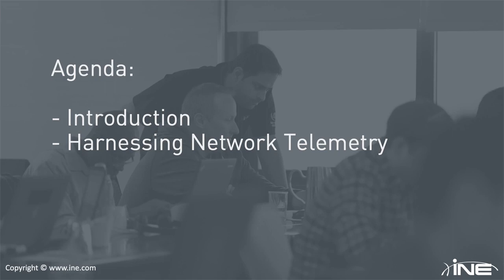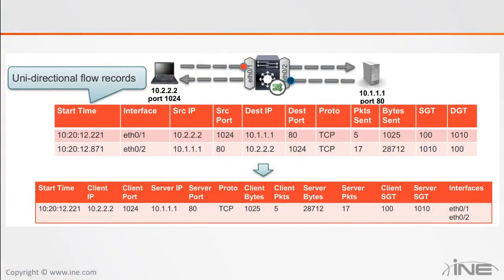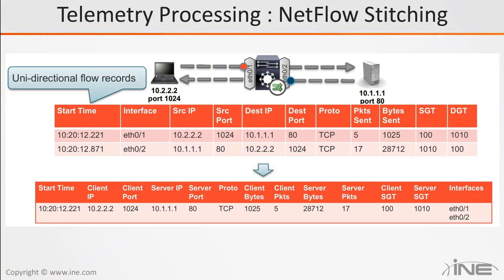Alright. Now, having understood how every component of a Stealthwatch system works, you will understand how we harness the data that's being collected. The first step to this is called network stitching, or NetFlow stitching. Whenever data flows in one direction, we see a flow being created and sent to a flow collector.